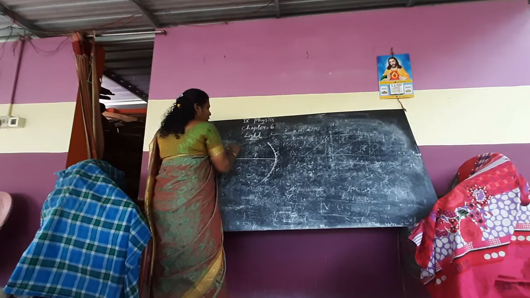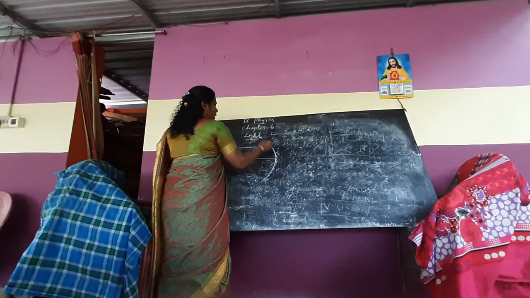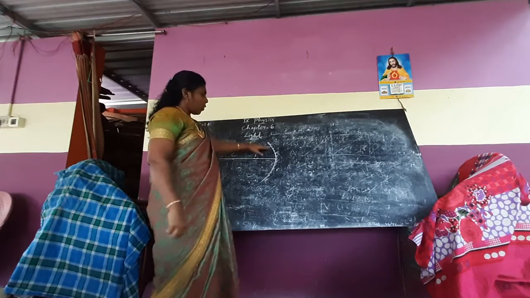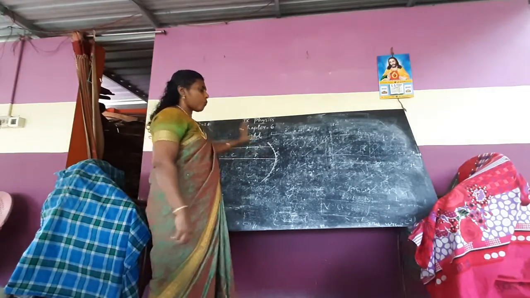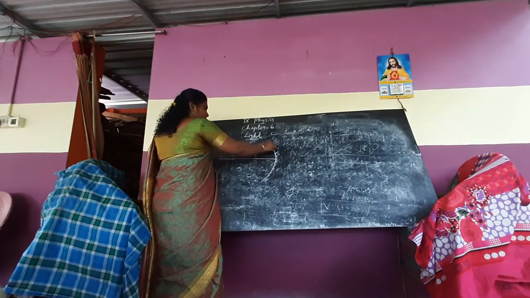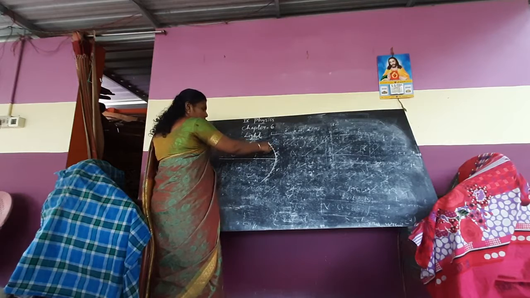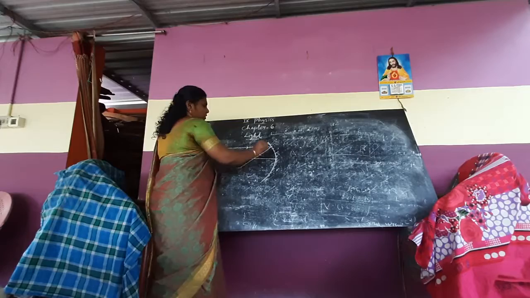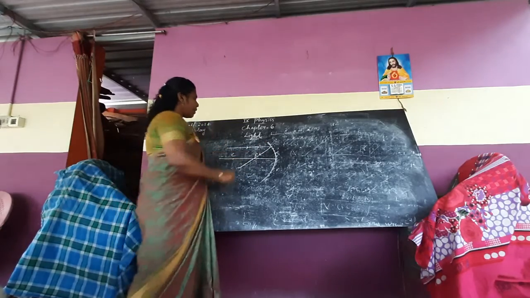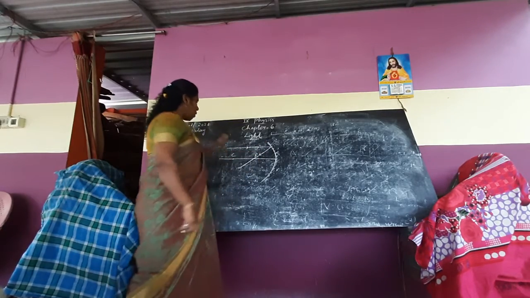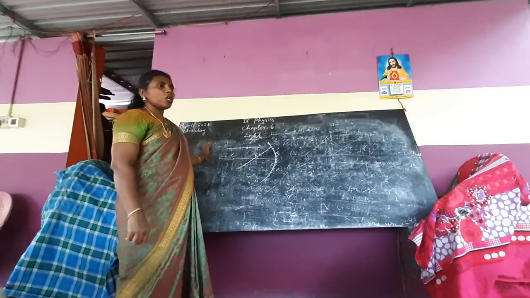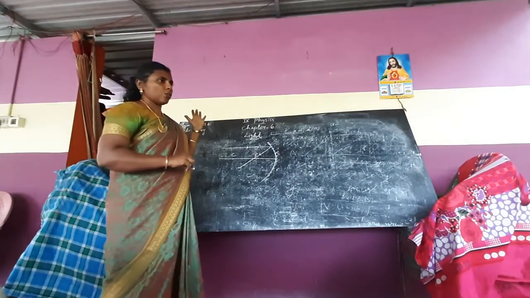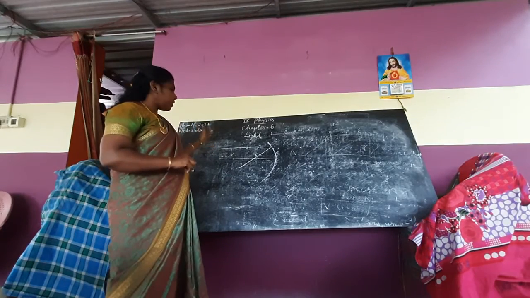Now, when an incident ray passes through the concave mirror, after reflection, where will it fall? Which way does it want to go? It falls through the principal focus. So this is the first rule. Okay. Now here the object is at infinity. Infinity means we cannot find the distance. So the object is at infinity.